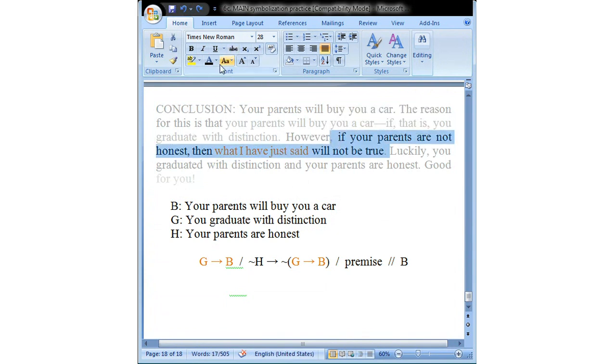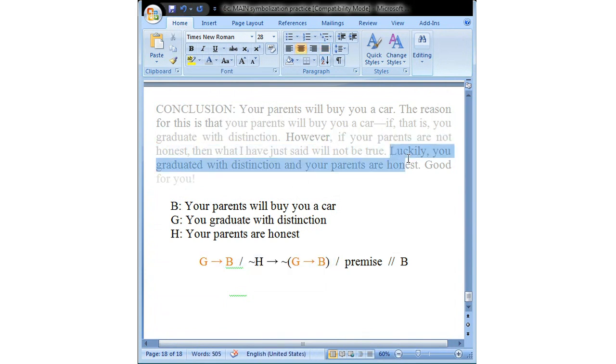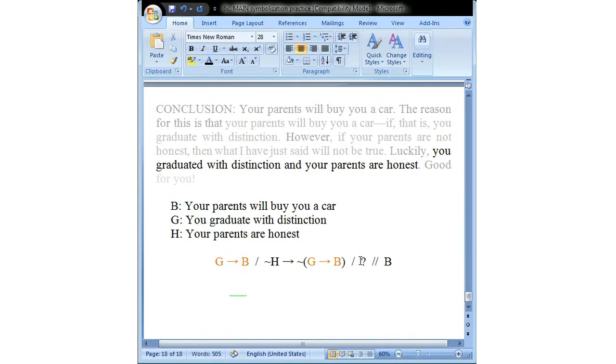All right, so that's terrific. We did that. It's too scary, too much at once. We'll deal with it one premise at a time. Terrific. What's our next and final premise? Luckily, you graduated with distinction and your parents are honest. So the luckily part, you can trim all that. You graduated with distinction and your parents are honest. What would that look like?